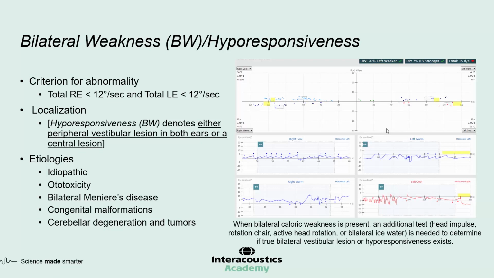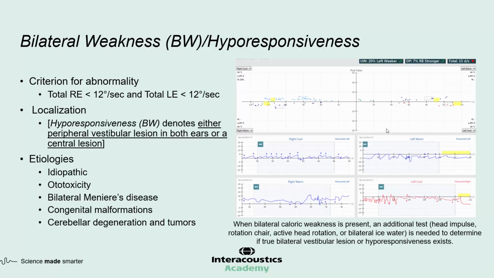What does bilateral caloric weakness mean? In reality, not much. You have to have a secondary test to confirm that the bilateral caloric weakness indeed means bilateral vestibular loss. That is not automatic because of some of the heat transfer issues that I mentioned. So for example, if somebody has bilateral atherosclerosis and the heat doesn't reach the labyrinth, you might end up with bilateral weakness, but that doesn't mean that the vestibular system is not functioning. So you always have to have a secondary test.